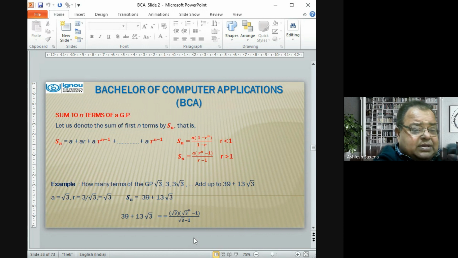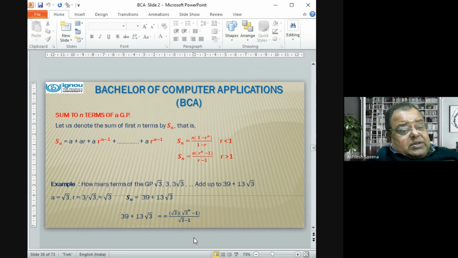Now the question arises, how did it come? We normally do rationalization. We multiply and divide by root 3, because root 3 into root 3 is 3. When you multiply and divide 3 by root 3 by root 3, you will get root 3 only. Now, since r is greater than 1, the value of root 3 is 1.732. It is greater than 1. So we will be using the second formula.